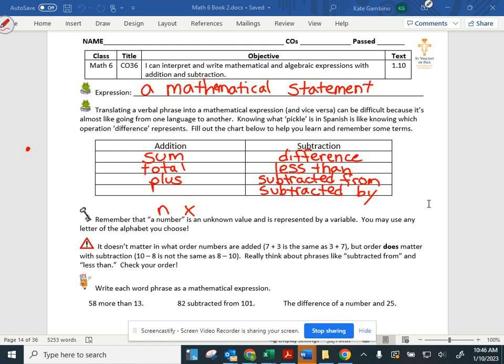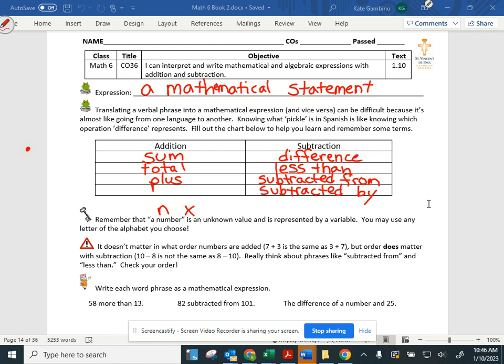Something to keep in mind when we're looking at adding and subtracting in an expression. It doesn't matter in what order numbers are added. 7 plus 3 is the same as 3 plus 7. They both equal 10. But order definitely matters with subtracting. 10 minus 8 is 2, but 8 minus 10 is negative 2. Different places on our number line. So when we subtract, the order that we are subtracting matters. So this is going to really make a difference when we do our work.